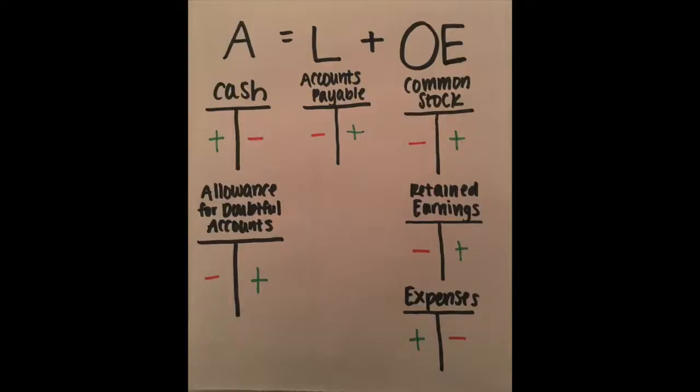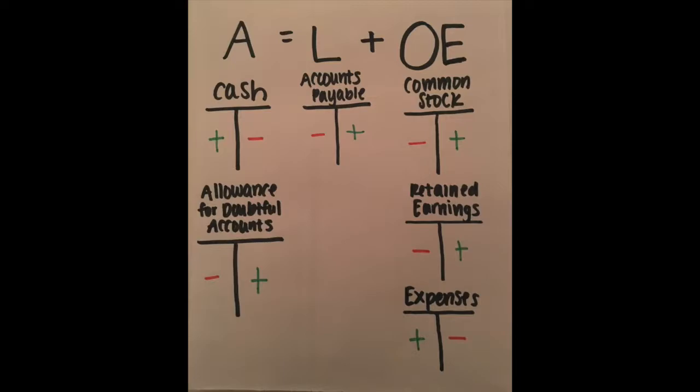When using T accounts, debits are recorded on the left side and credits are recorded on the right side. What do you mean? If the account is an asset, like cash or land, a debit will increase the account and a credit will decrease the account. If it is a liability or owner's equity account, like accounts payable or retained earnings, a debit will decrease the account and a credit will increase the account.